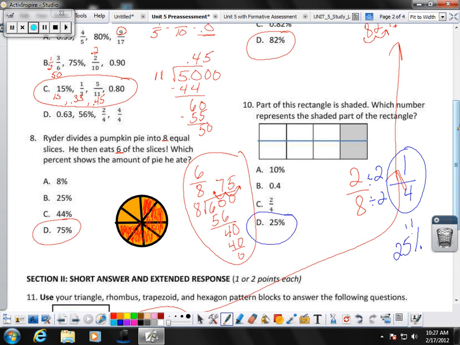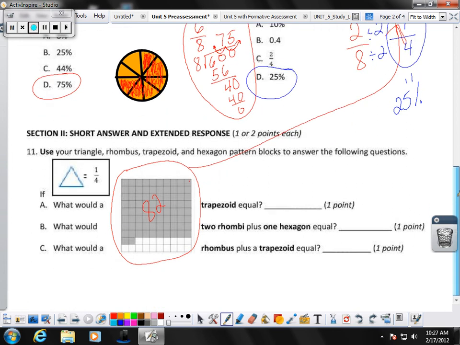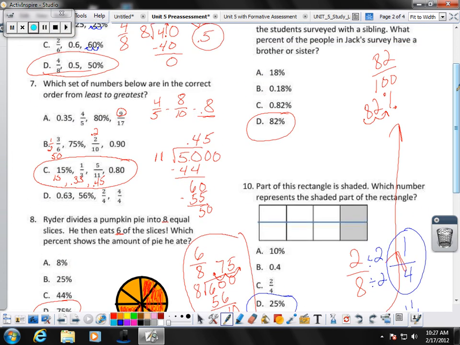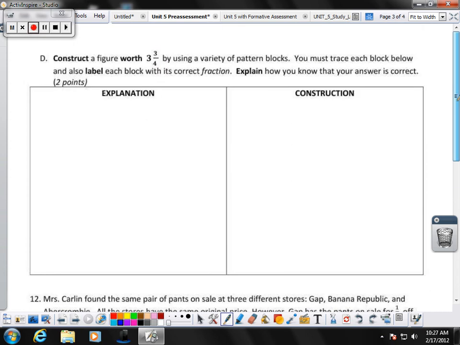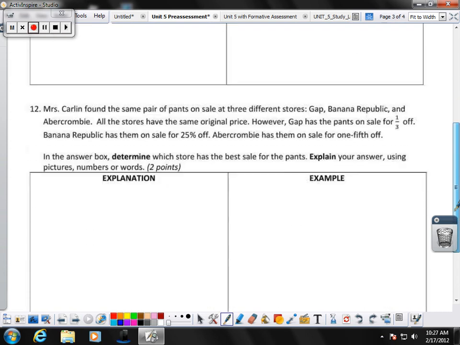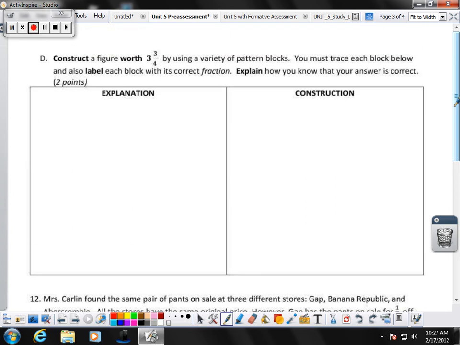When we get back for part 3, we are going to work on problem number 11 and a couple of the other story problems. Okay? So we got problem 12, and then I believe we have one more page, problem number 13. So we'll do that in part 3.